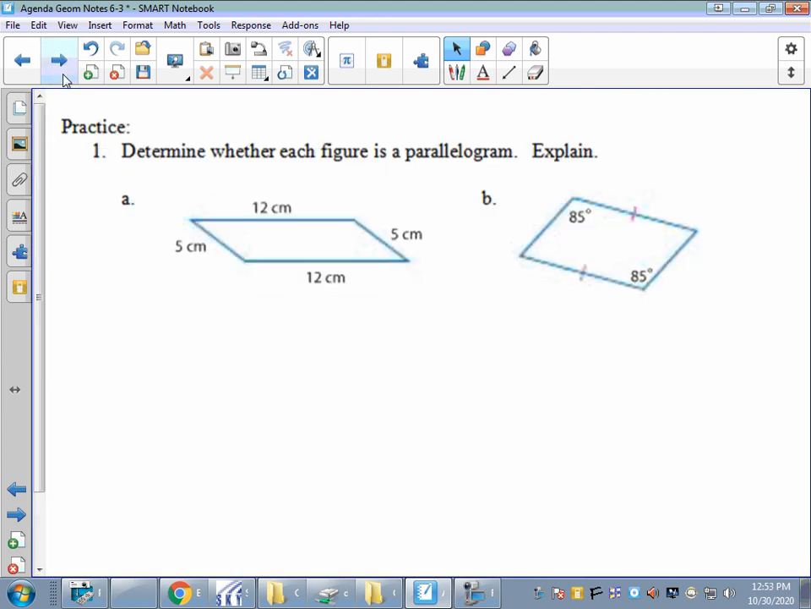Okay, so let's do some problems based on those. This is determine whether each figure is a parallelogram, and explain. What does it mean to explain? Explain is going to be, you're going to tell me a rule from the table.